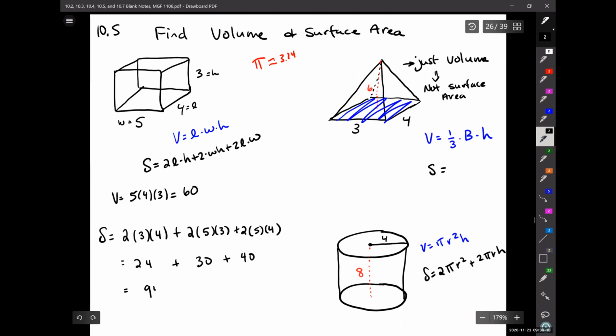Which I believe is 94. But let's check with the calculator. Yes. So any questions about volume or surface area of this cube? Make sense?